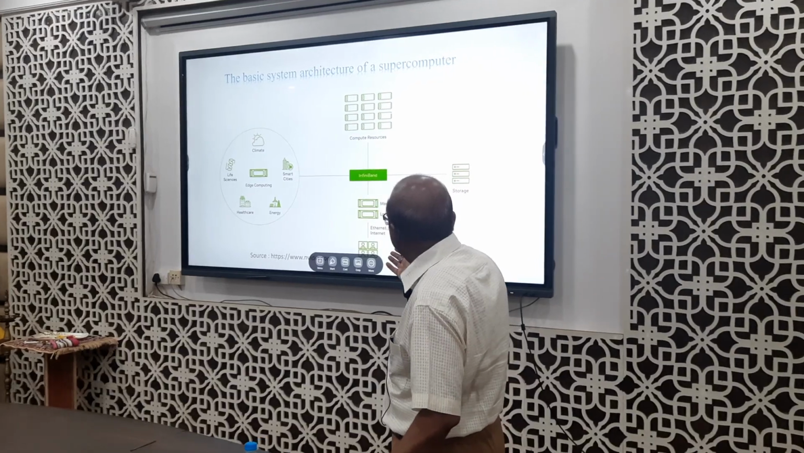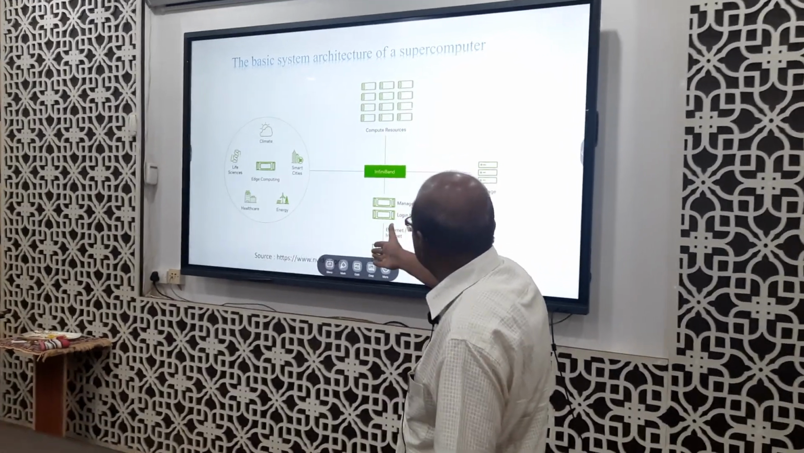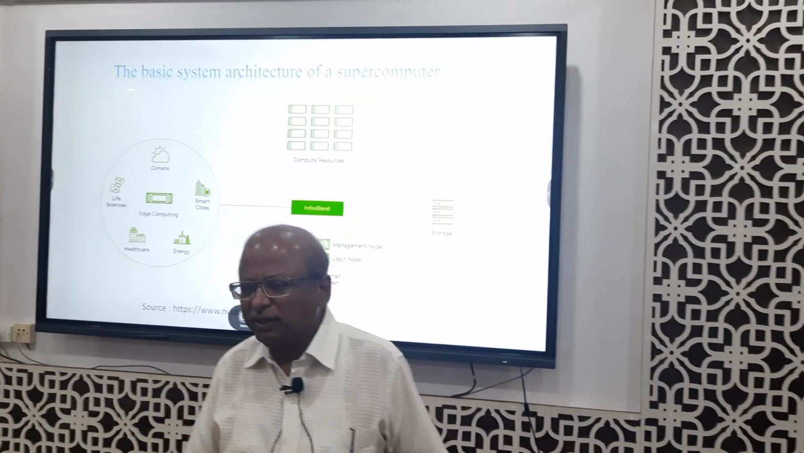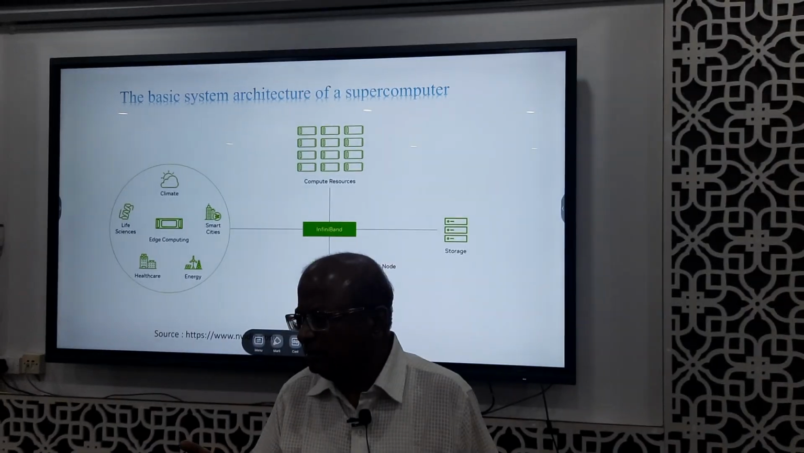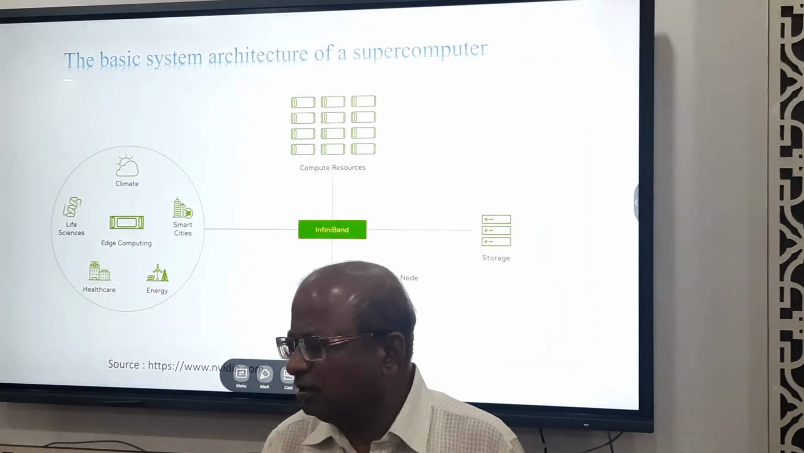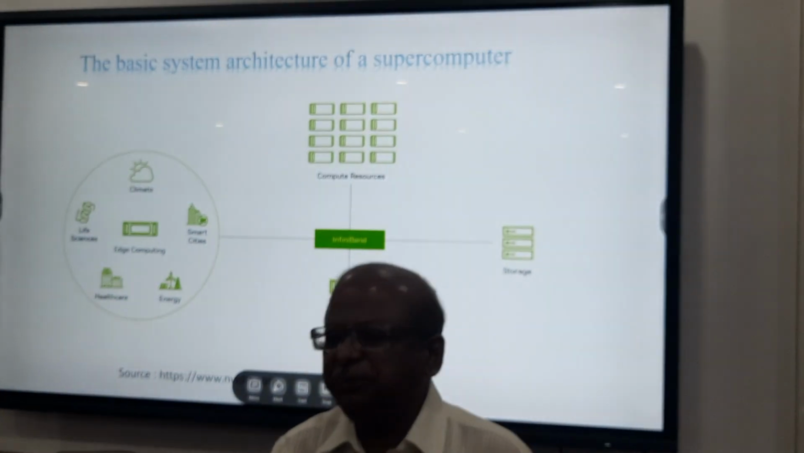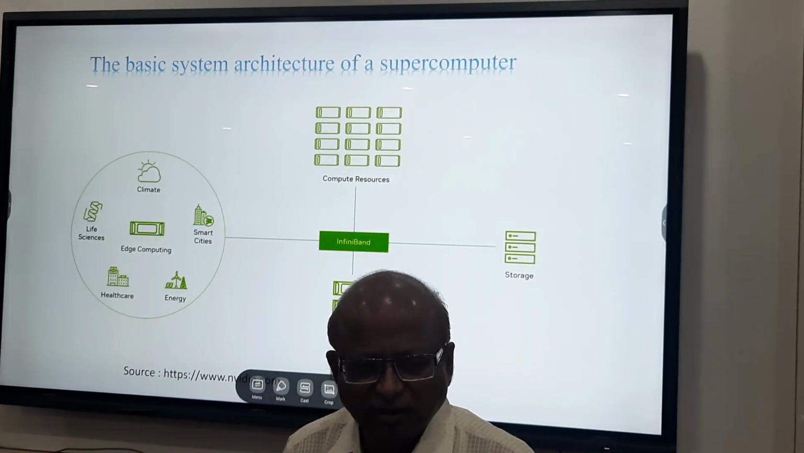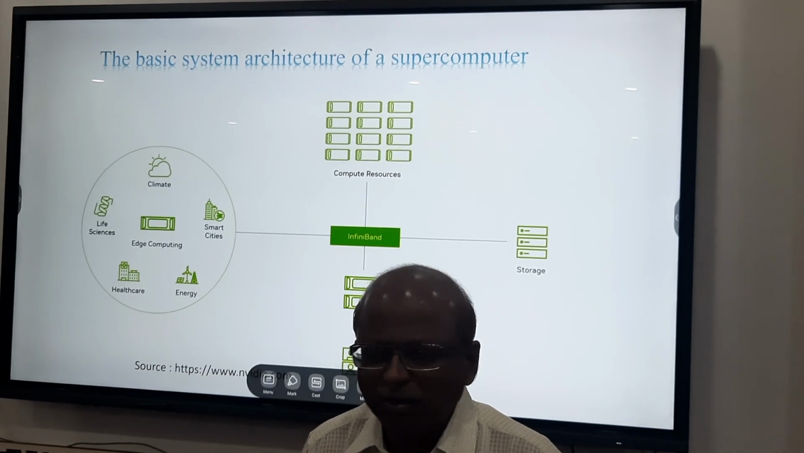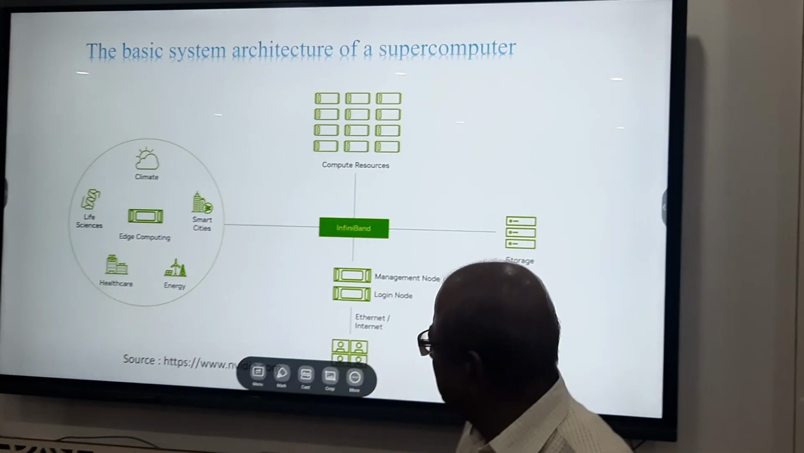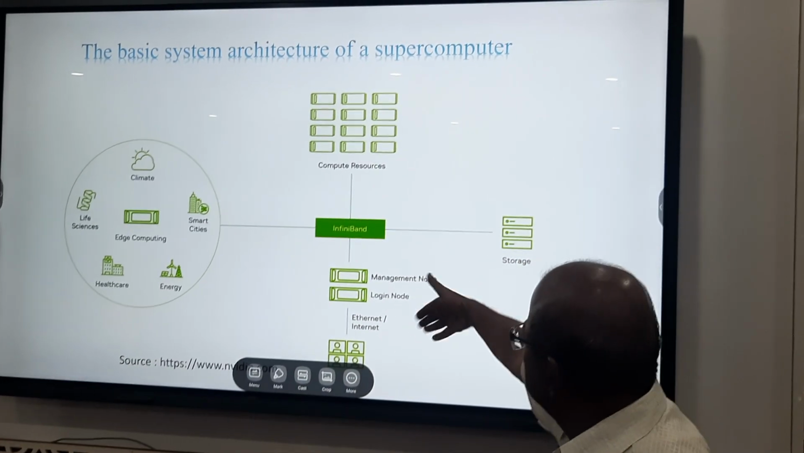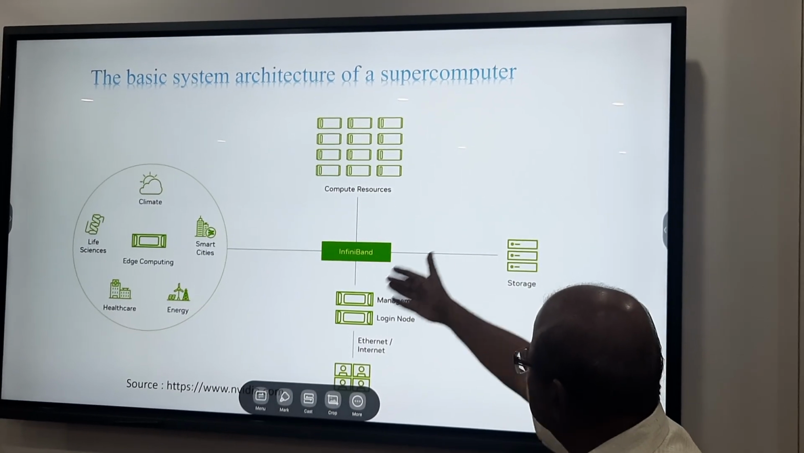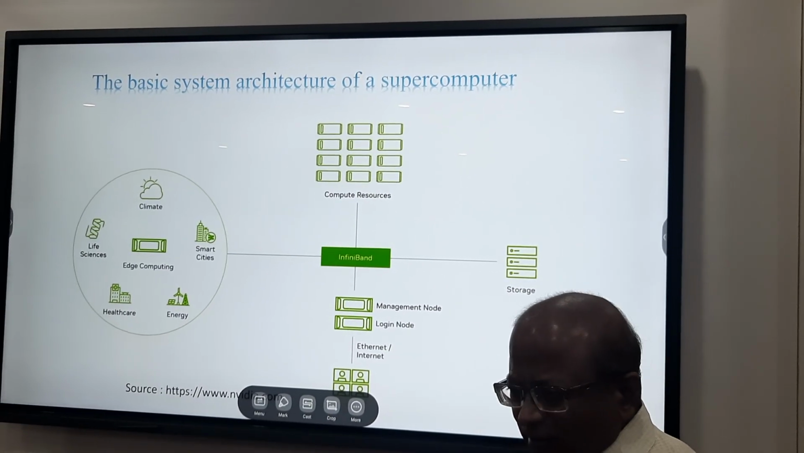So this is taken from NVIDIA. NVIDIA, you might have heard the name. NVIDIA is a major big company which gives you GPUs. Anyway, I do not want to promote any company, so this is taken. This is the diagram of a supercomputer taken from this site only.